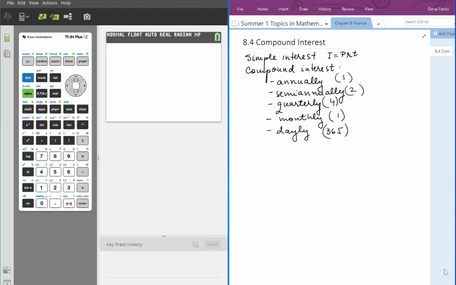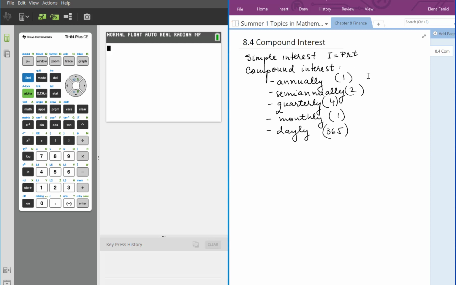In this video, I am going to show you how to use the TI-83 or 84 to solve compound interest problems. So far in 8.3, you learned the simple interest formula, I equals PRT, where P is the principal, the money that you have right now, R is the rate, and T is the time in years.